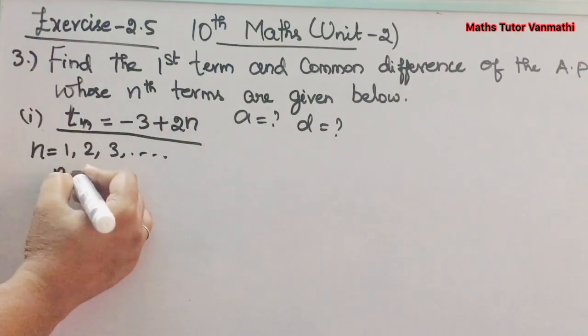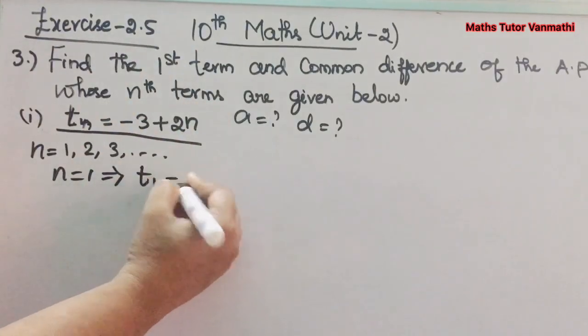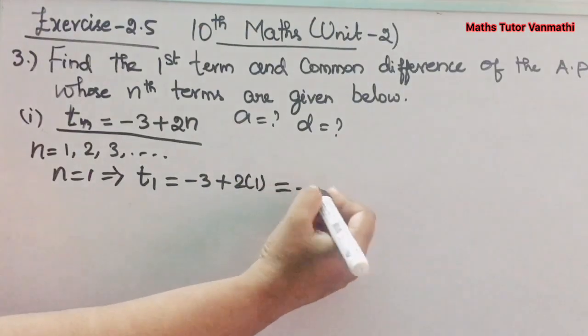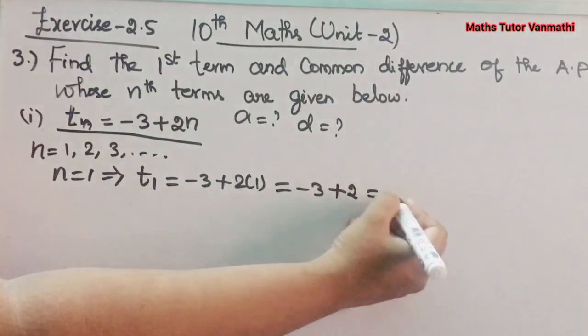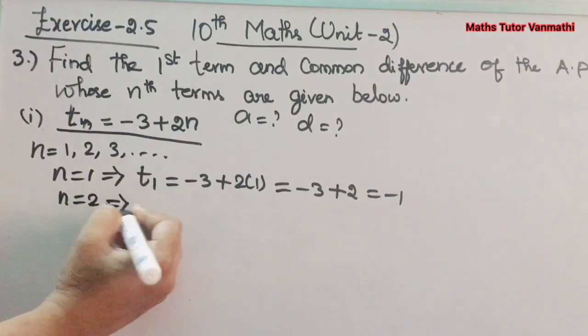First, substituting n equal to 1 in this general term, T1, you will get minus 3 plus 2 into 1. You get minus 3 plus 2, which is minus 1. Clear? Next, substituting n equal to 2.